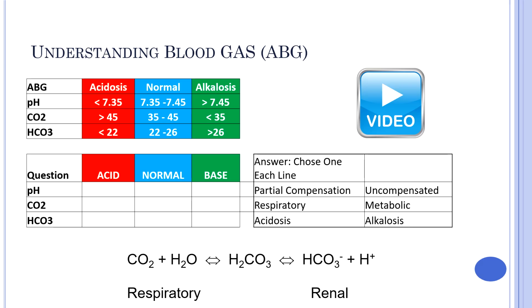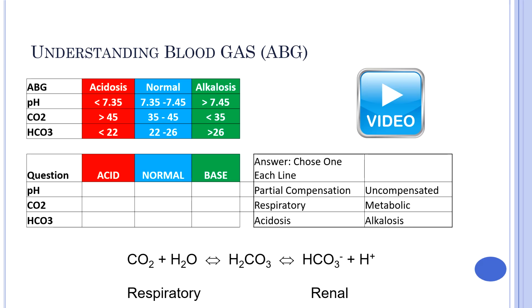So when we look at acidosis, our pH is going to be less than 7.35. And if we're looking at alkalosis, we're looking at a pH of greater than 7.45, right? Anything in between those two numbers and including those two numbers is normal, so 7.35 is normal, and 7.45 is normal, but greater than that or less than that is abnormal.